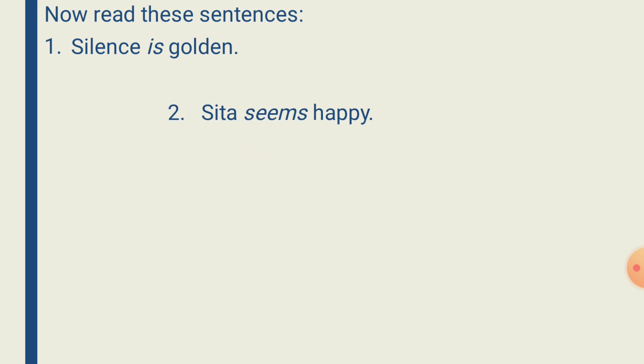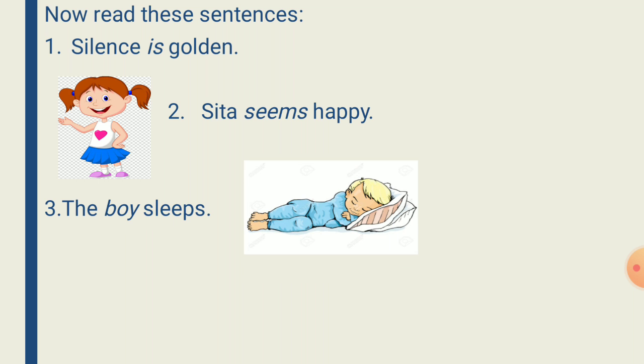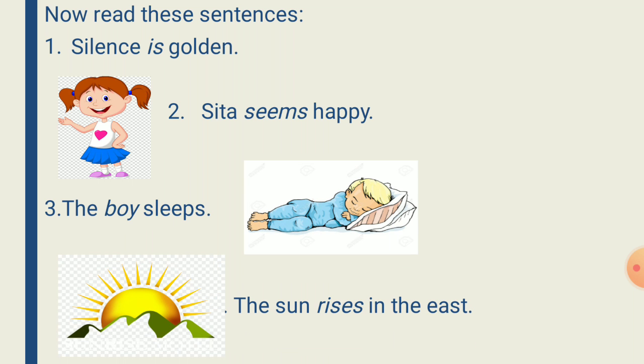Now we can see some more examples which help us to know about intransitive verbs. Silence is golden. Sita seems happy. The boy sleeps. The sun rises in the east. In all these four sentences, you can see the action is not passing over from the subject to someone or something. Silence is golden. Here the verb is, golden is a complement. Sita seems happy. Happy is a complement.